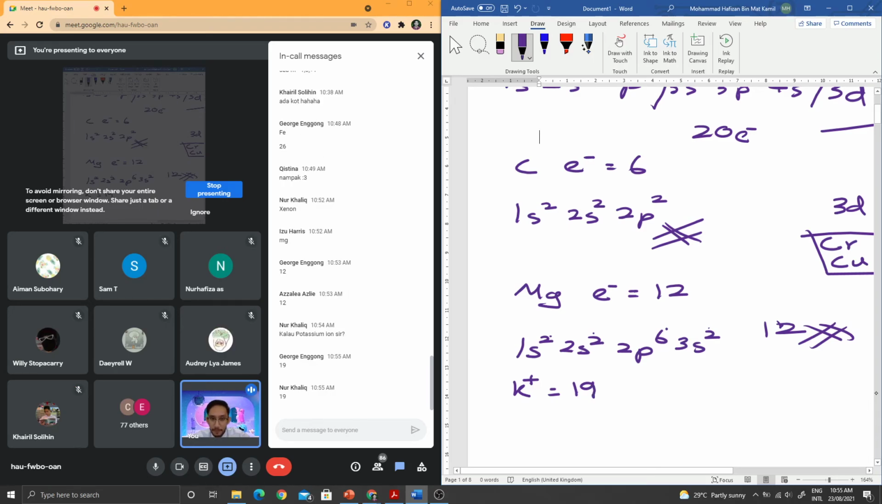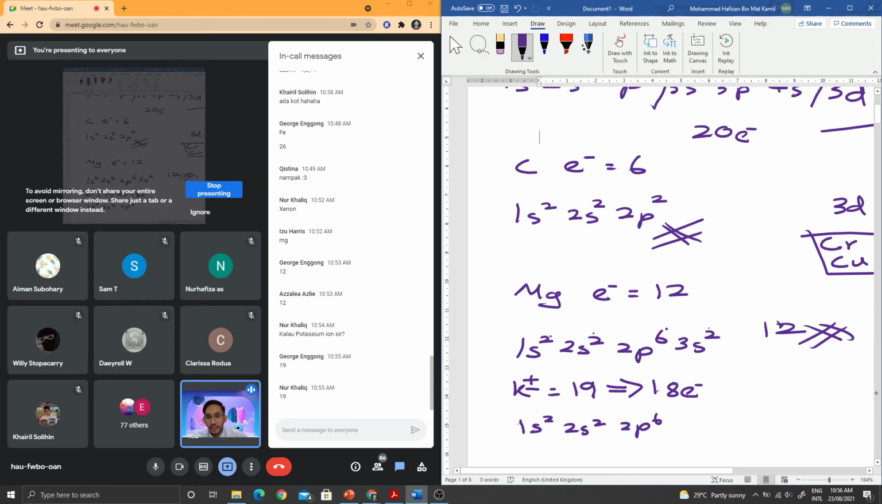So kalau K+, maksudnya dia dah donate 1 electron. So instead of 19, dia akan jadi 18 elektron. Kan? Sebab it is plus. Dia dah donate 1 electron. Okay, dia dah dapat 1 good deeds sebab dia dah donate. So isilah 18. So the first 3 kita isi 1s2, 2s2 and 2p6. Okay.